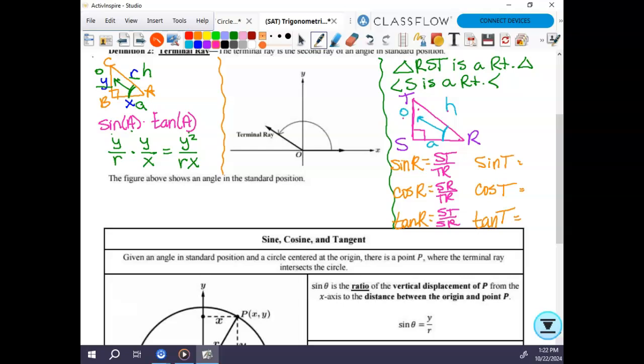But one of the things we talked about yesterday was the sine of this angle is the same as the cosine of this angle. So the sine of R is the cosine of T, ST over TR, because all that's happening is the opposite and adjacent switch. And then the cosine of R is the same as the sine of T, and this is SR over TR. Okay.